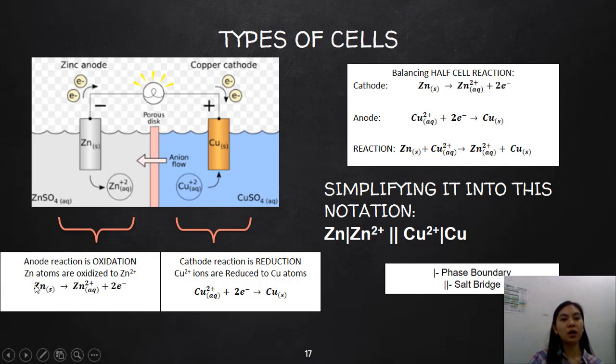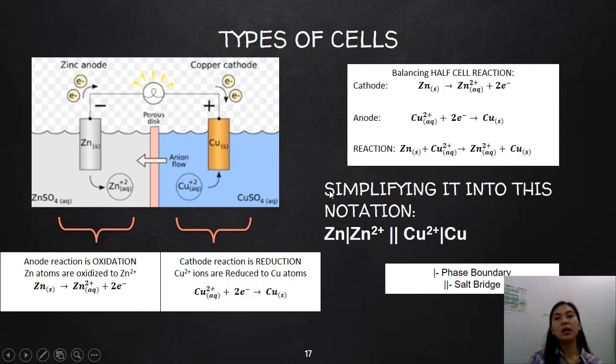So, since si zinc na yung nag-undergo ng oxidation process, it goes to show na dapat si copper po ay magiging reduction process. And this is the particular reduction reaction. Such that, if we balance the two-cell reaction, ito po yung nangyari sa cathode and ito yung nangyari sa anode, you have zinc, which is in a solid form, plus your copper, which is in its ionic form, having a 2+ charge, will yield your zinc ion having a 2+ charge, plus your copper in the solid form.